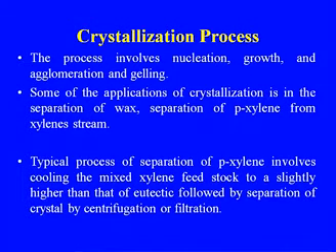The typical process of separation of paraxylene involves cooling the mixed xylene feedstock to a temperature slightly higher than that of the eutectic, followed by the separation of the crystals by centrifugation or filtration. So, this process is extensively used, because there we have two processes for the separation of paraxylene. One is based on adsorption and the other is based on crystallization.